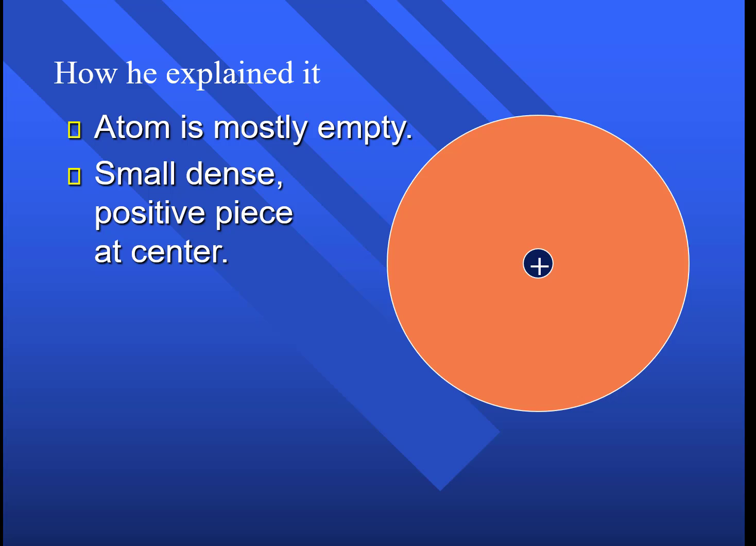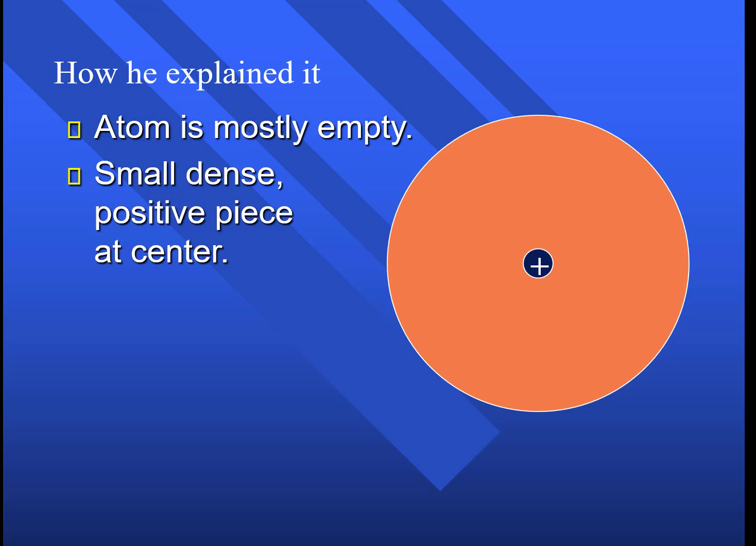So you had a small, dense, positive piece at the center. When we say mostly empty, scientists tend to understate things. This is the scale of what we mean by mostly empty. If you had a baseball field with nothing in it, that's an empty baseball field. But if you put a softball at second base, now that field is mostly empty. And that's not an exaggeration, that's the scale.